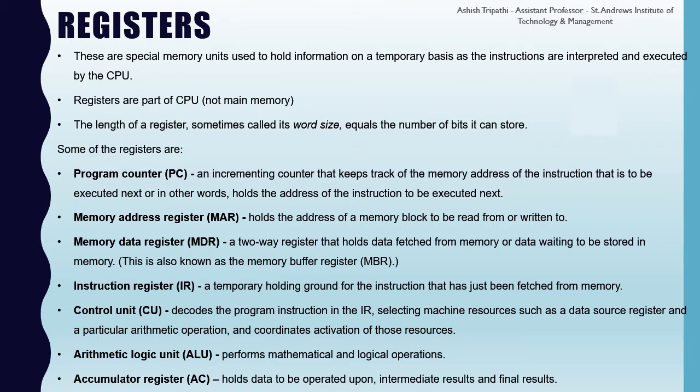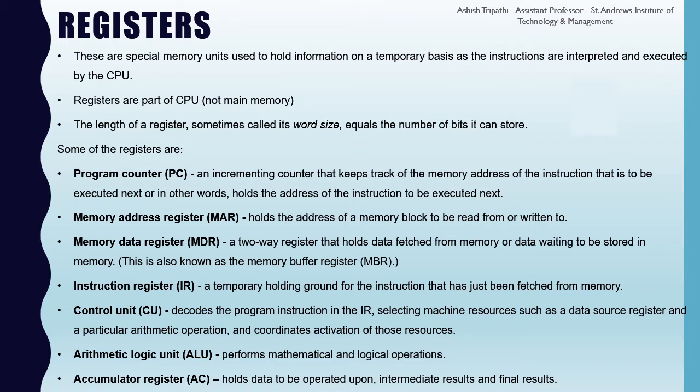Memory data register MDR. It is a two-way register that holds data fetched from the memory or data waiting to be stored in the memory. This is also known as the memory buffer register MBR. Instruction register IR. It is a temporary holding ground for the instruction that has just been fetched from the memory.